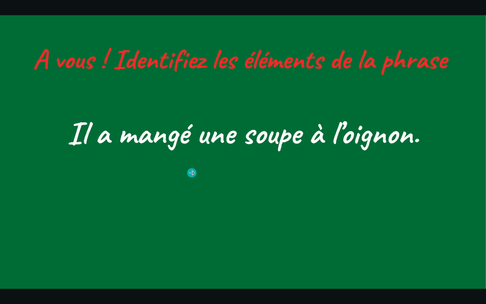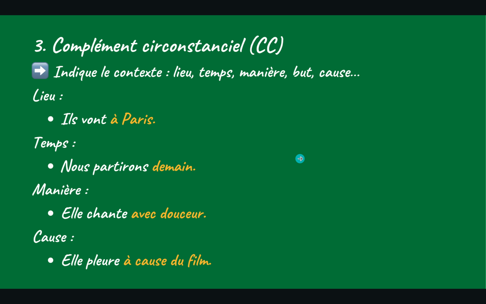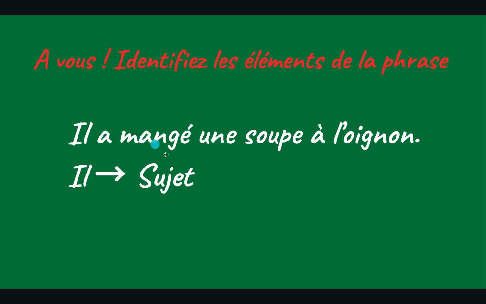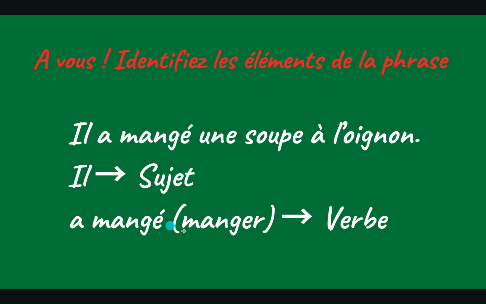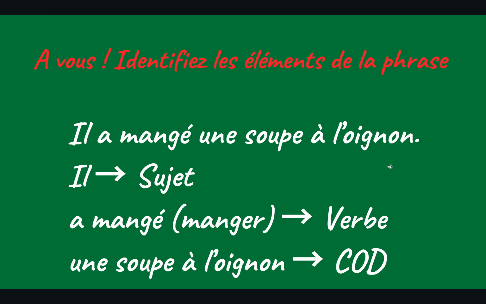So in this sentence, of course, we identify the subject quite quickly. It's here. Il. Il est le sujet. Ensuite, nous cherchons le verbe. We're looking for the verb. À manger. Manger. À manger is the verb. And finally, this last element, une soupe à l'oignon, is the COD. Why? Because if I'm asking quoi, il a mangé quoi, the answer to that is une soupe à l'oignon.